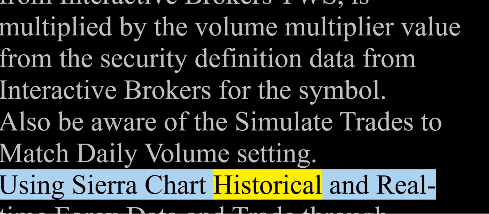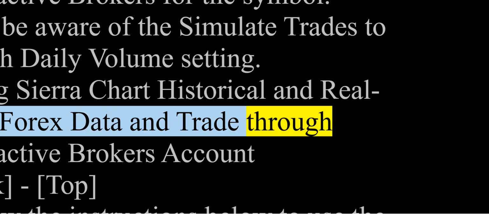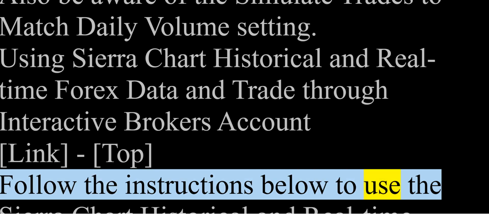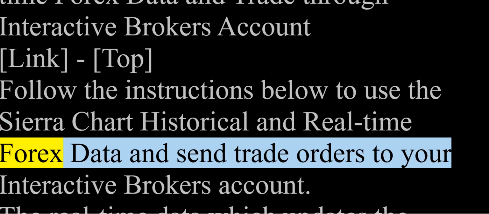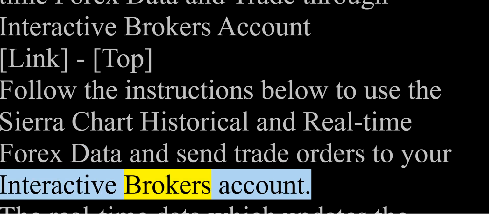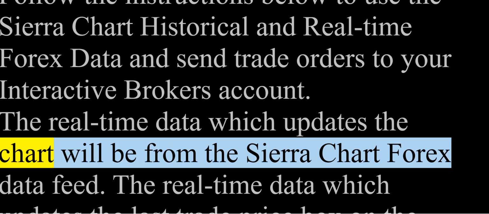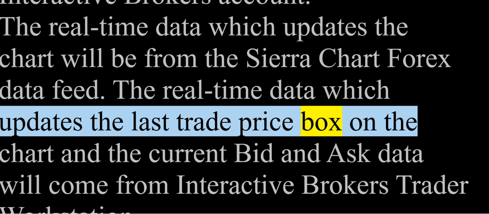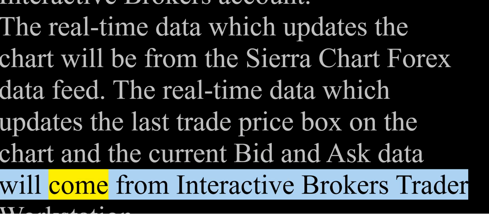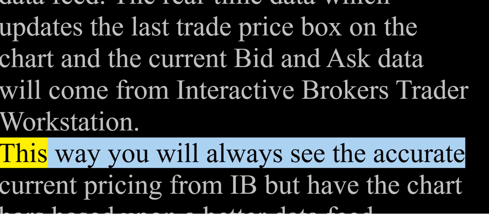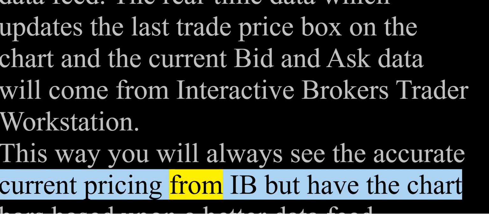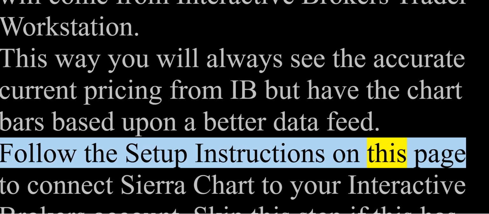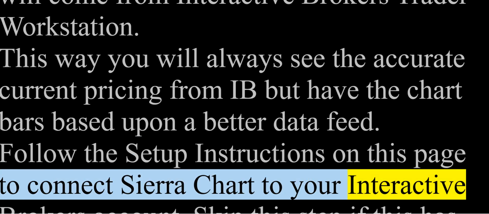Using Sierra Chart historical and real-time Forex data and trading through an Interactive Brokers account. Follow the instructions below to use the Sierra Chart historical and real-time Forex data and send trade orders to your Interactive Brokers account. The real-time data which updates the chart will be from the Sierra Chart Forex data feed. The real-time data which updates the last trade price box on the chart and the current bid and ask data will come from Interactive Brokers Trader Workstation. This way you will always see the accurate current pricing from IB, but have the chart bars based upon a better data feed. Follow the setup instructions on this page to connect Sierra Chart to your Interactive Brokers account.